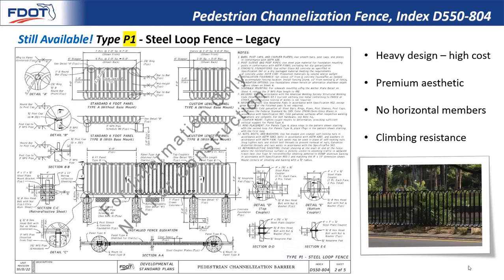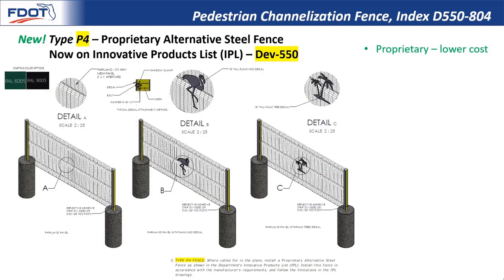And now that we've discussed the standard plan's legacy design, I'll introduce the new Type 4 proprietary alternative steel fence. And so we've worked this past year to get this new fence on the innovative product list, otherwise known as the IPL. This is found under DEV 550. And so because it's proprietary design, not custom made and welded together like the steel loop fence, it does have a significantly lower cost per foot, so that's certainly beneficial.